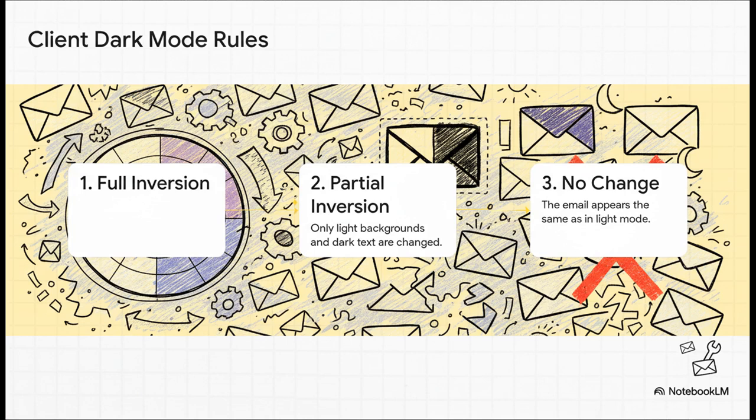You see, some clients will do what's called a full color inversion, basically flipping every single color in your email like a photo negative. Others try a partial inversion, where they only change light backgrounds and dark text. And then some do absolutely nothing at all. It's this wild inconsistency that explains why your email can look perfect in one inbox and be totally broken in the one right next to it.